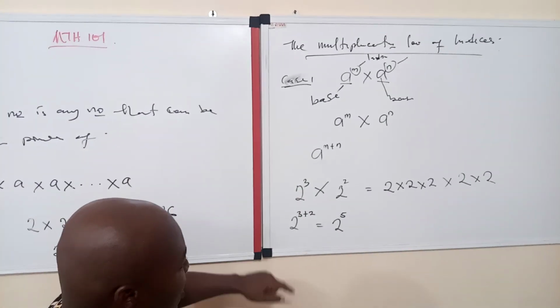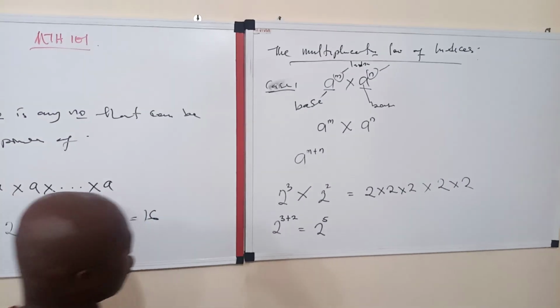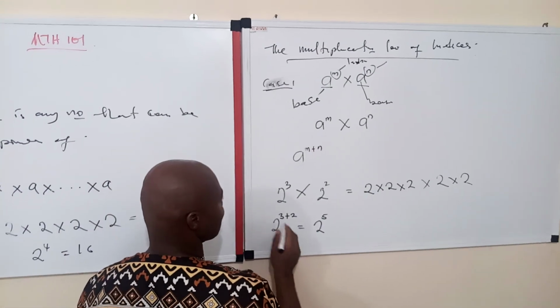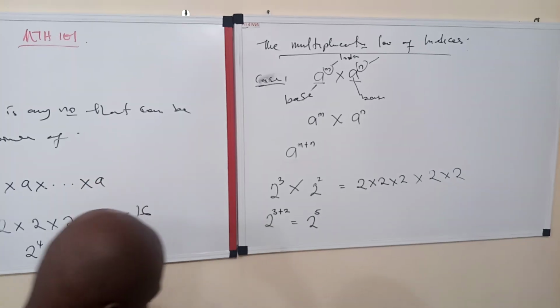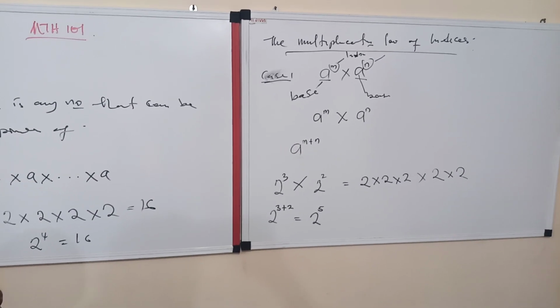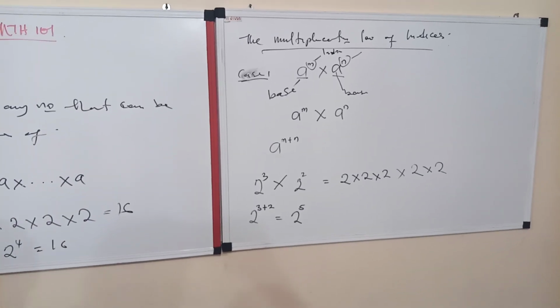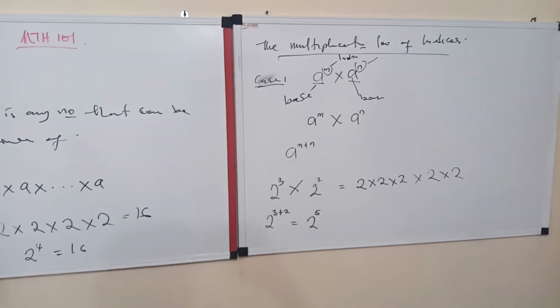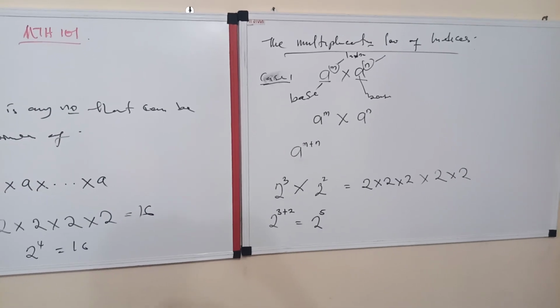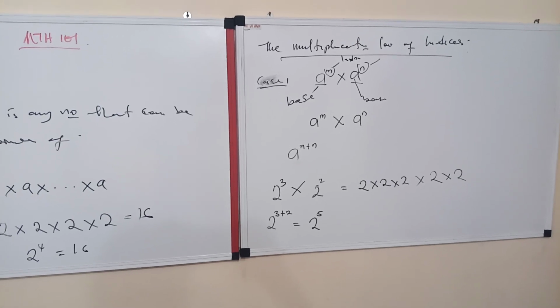So this is just telling us that instead of writing this thing in this form, just collect the bases, then add the powers. That is case number 1. In case you have any expression where the bases are the same, and the operator in between is multiplication, all that you need to do is collect one of the bases, then add the powers.